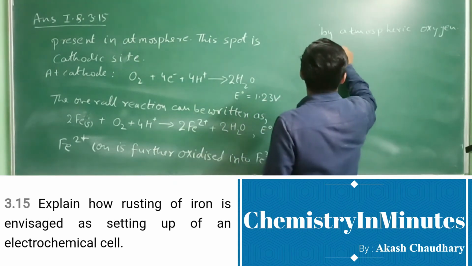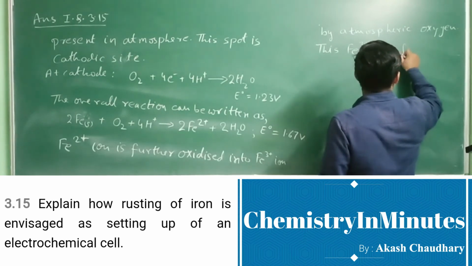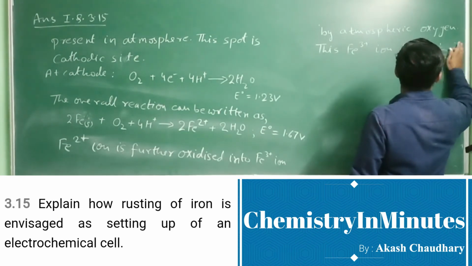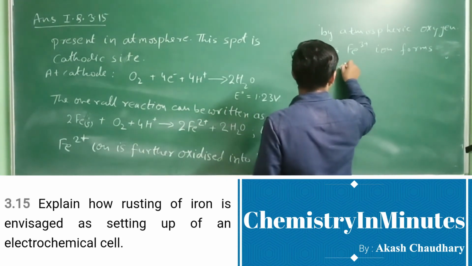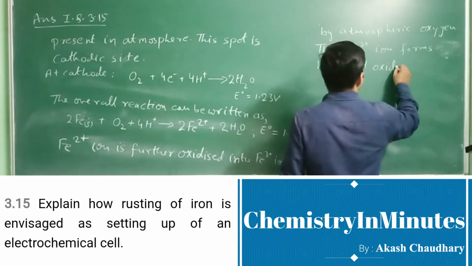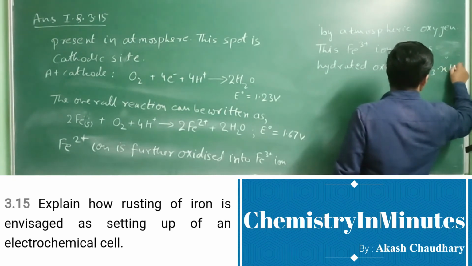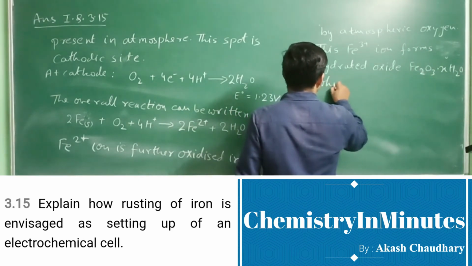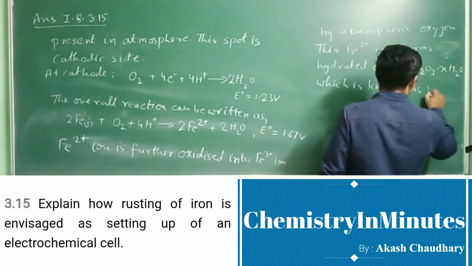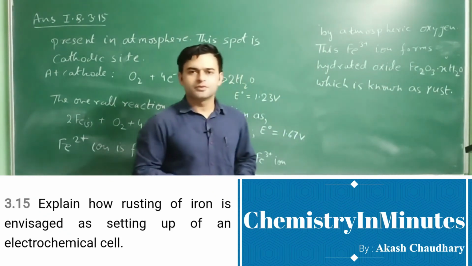This Fe3+ ion forms hydrated oxide, Fe2O3.xH2O, which is known as rust. So this will be the answer to the question.